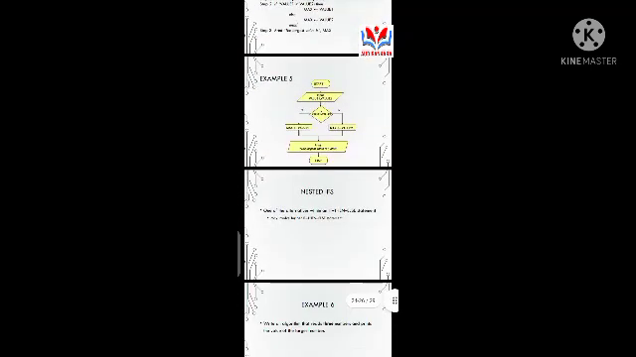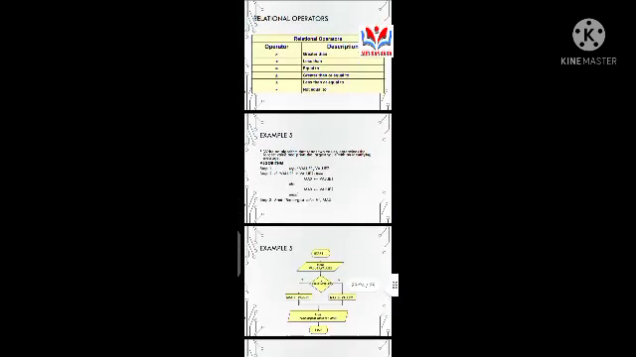Nested if. One of the alternatives within an if-then-else statement may involve a further if-then-else statement. Now example 6. Write an algorithm that reads three numbers and prints the value of the largest number.